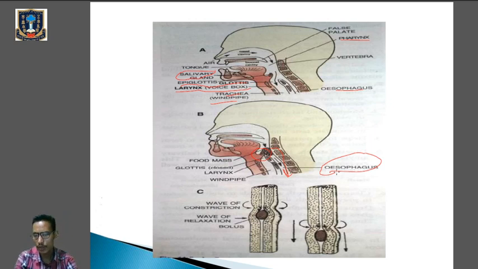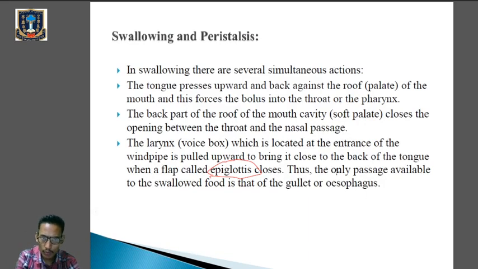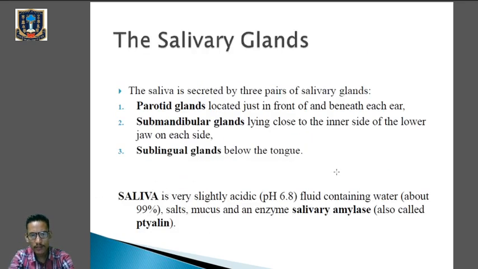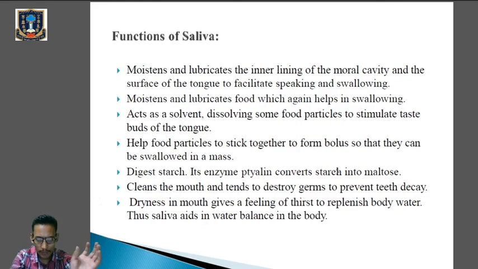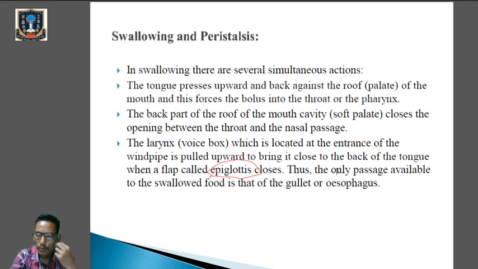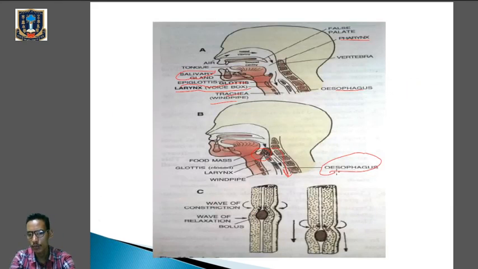Clear? So here we have finished the salivary glands, and we have learnt about the actions that occur during swallowing and peristalsis. So kindly remember the salivary glands, which secrete saliva, and mainly three glands are there: the parotid gland, the submandibular glands, and the sublingual glands. Remember the locations. Then remember the function of saliva and the actions involved in swallowing and peristalsis of the bolus or food particles. Okay, and go to the figure.